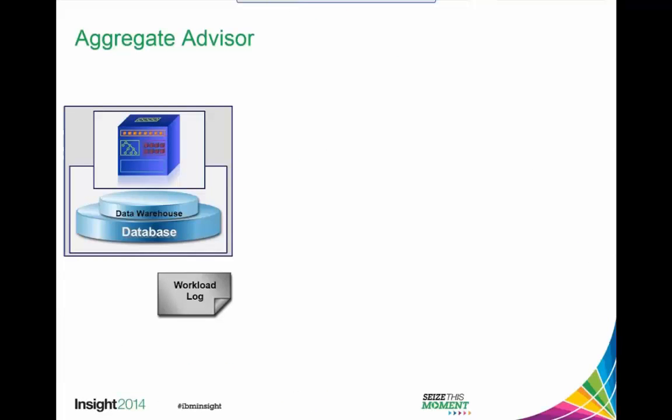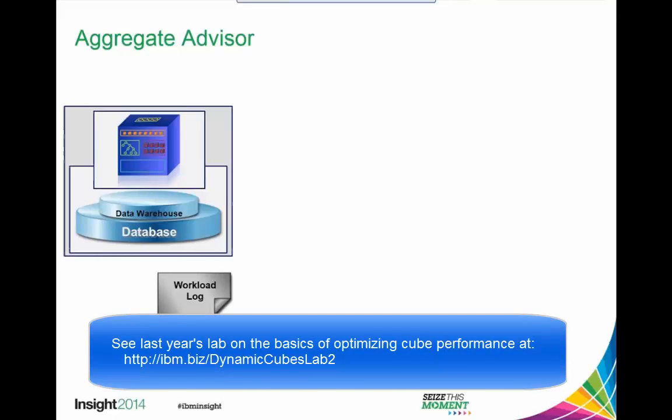As you might have remembered from last year's lab, and if you didn't, you can always take a look at last year's lab that's out on YouTube. The link is shown earlier here, and also it's a URL shortcut. You can go to ibm.biz/dynamiccubeslab2, and that will go through steps of optimizing the cube.